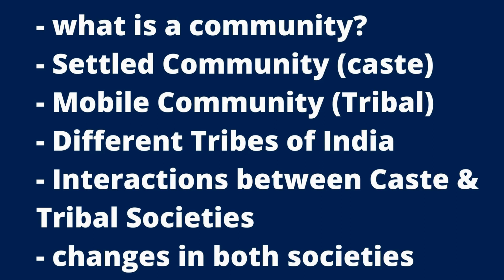So, we must first understand what is a community or what is a society. And then we spend a few minutes to learn about settled community or the caste-based society and the mobile community or the tribal society. We will then take a look at some of the well-known tribes. What are their names? Where do they live on the Indian subcontinent? Then the last few slides talk about the interaction between the caste-based society and the tribal society, which inevitably led to changes in both societies.